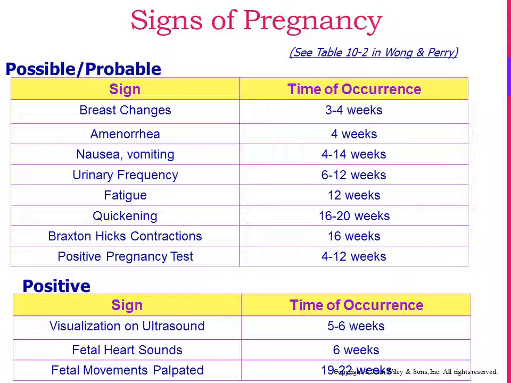However, positive signs include the visualization of the baby on an ultrasound. Can't deny that it's there. Auscultation of fetal heart sounds, which can be detected as early as 6 weeks, especially with the Doppler apparatus. And when the practitioner can palpate and detect fetal movements, that is a positive sign of pregnancy.